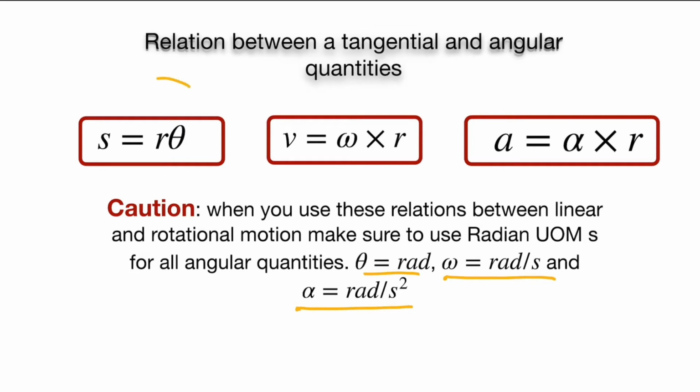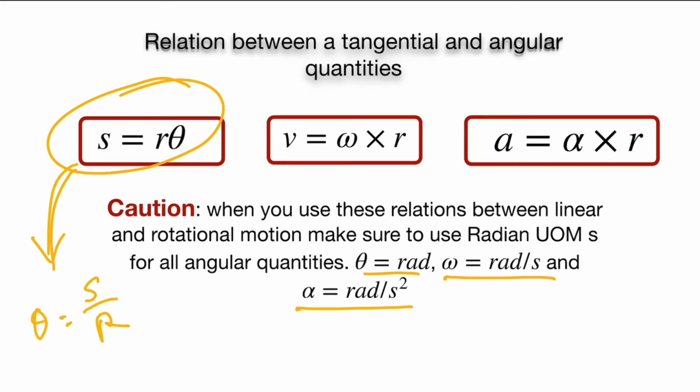Because this relation is derived from the definition of theta, which is equal to S upon R, and this is a ratio of two linear quantities. In that particular condition, the theta value must be in radians. Okay, so that's the reason whenever you have this relation of linear versus angular quantities, you must have theta in radians.